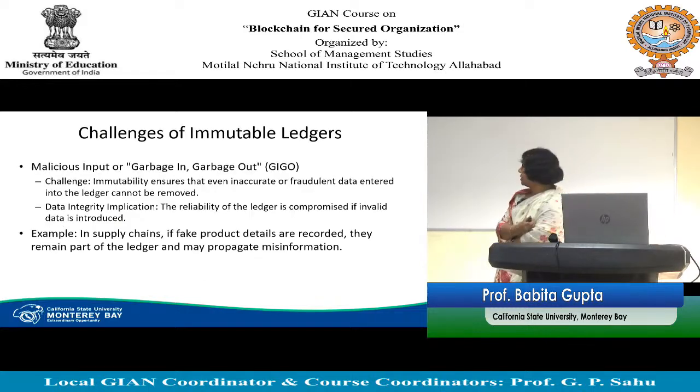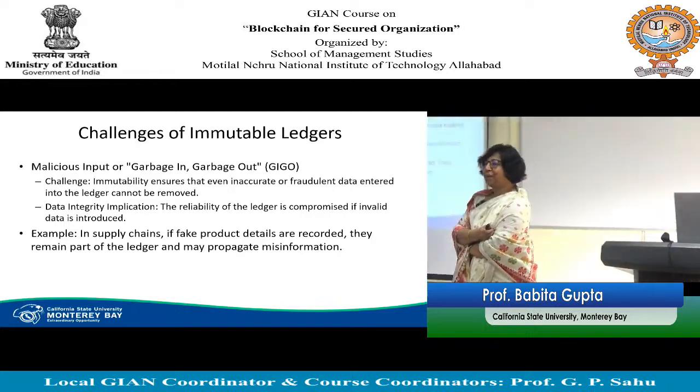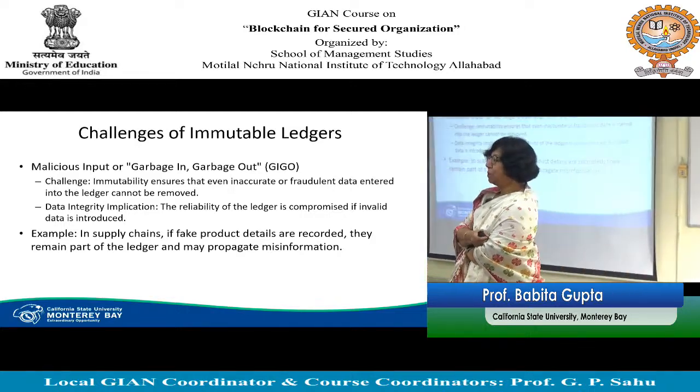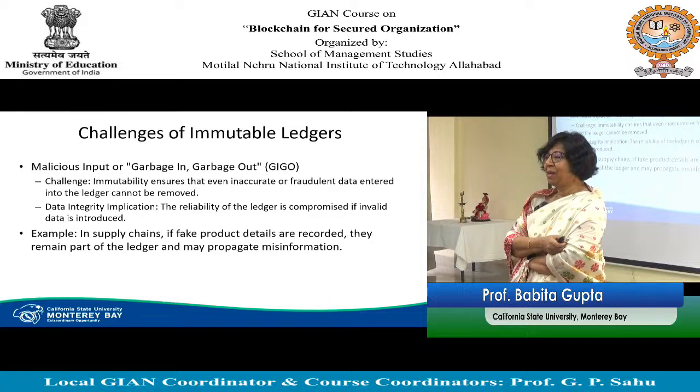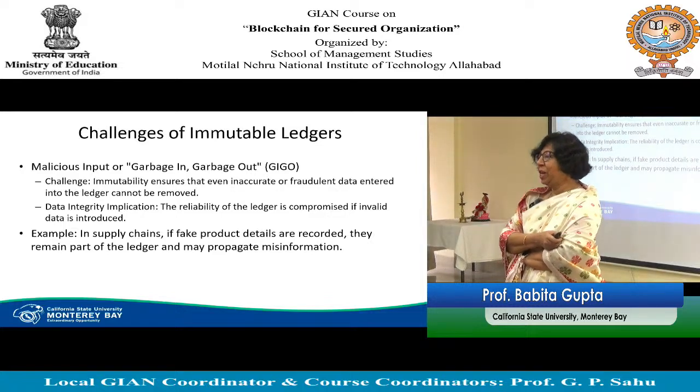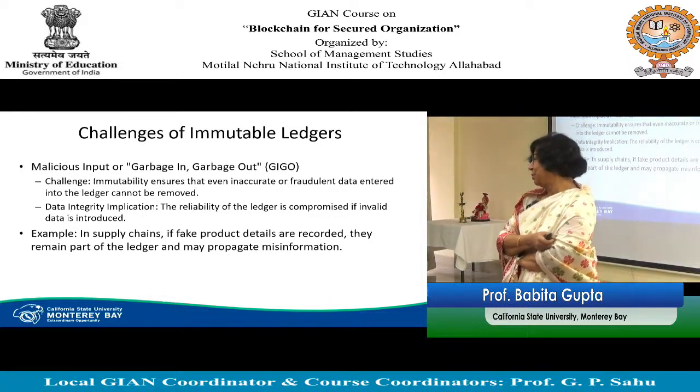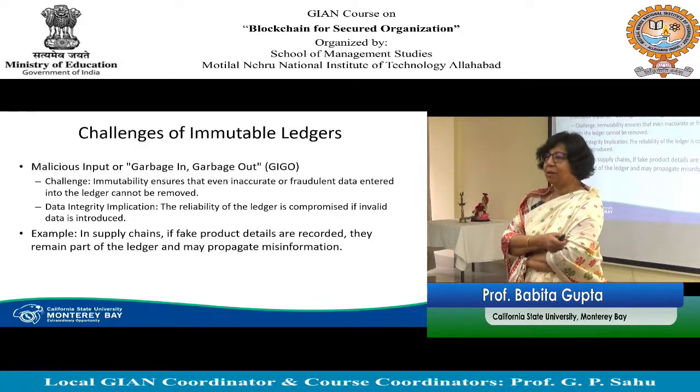And of course GIGO, right? Those of you in computer science probably know this: garbage in, garbage out. So in a chain, if an error or wrong information is entered, it's there forever. So how do you prevent that from happening?